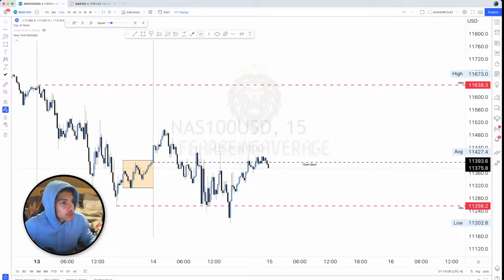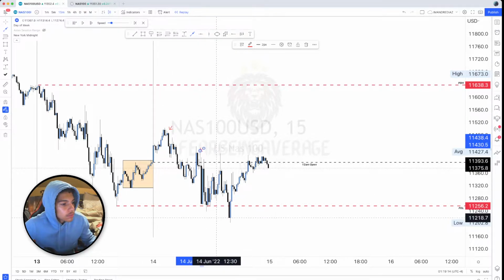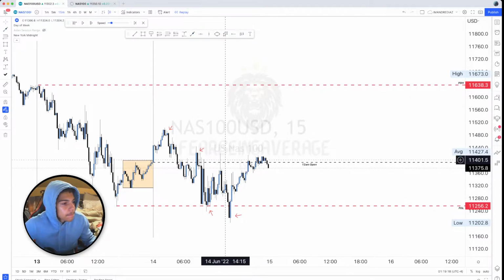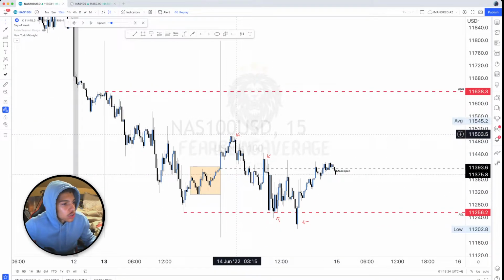There are a few areas I want you to pay attention to. I want you to pay attention to this high, this high, this low, this low. It looks like a lot of choppiness, which it is, but there is a lot to learn from these things. So we're going to talk about this area right here.